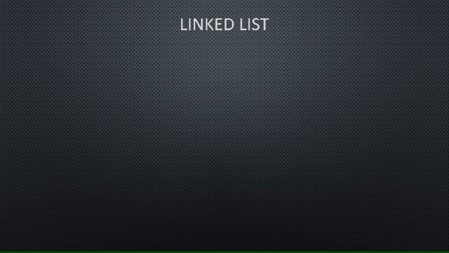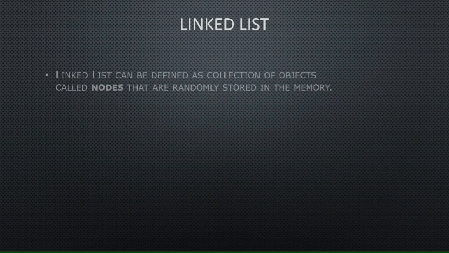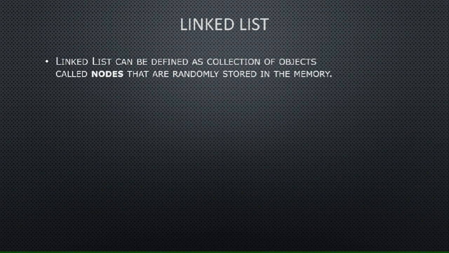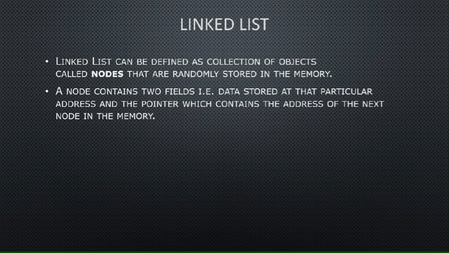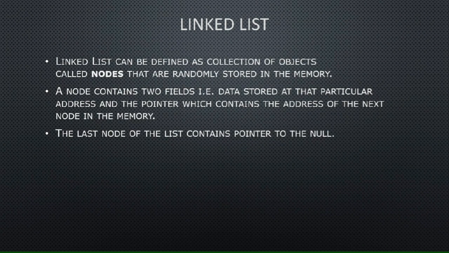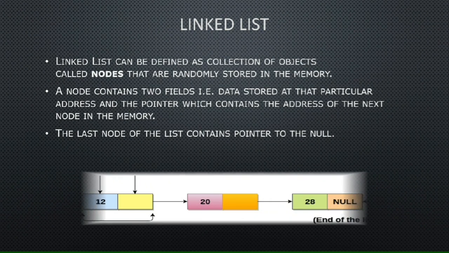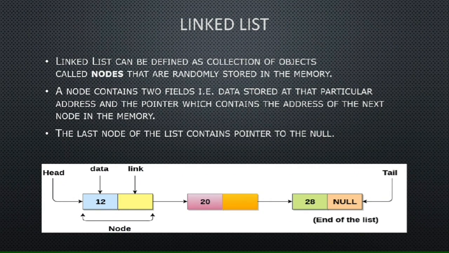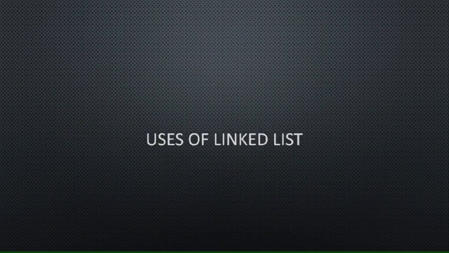Now let us take a look at linked list. A linked list can be defined as a collection of objects called nodes that are randomly stored in the memory. A node contains two fields. The last node of the list contains a pointer to null. Here we can see how linked lists look.